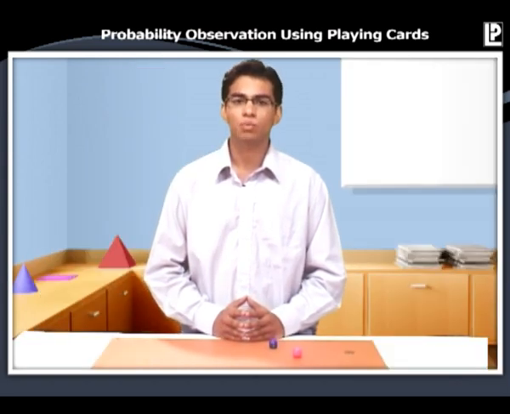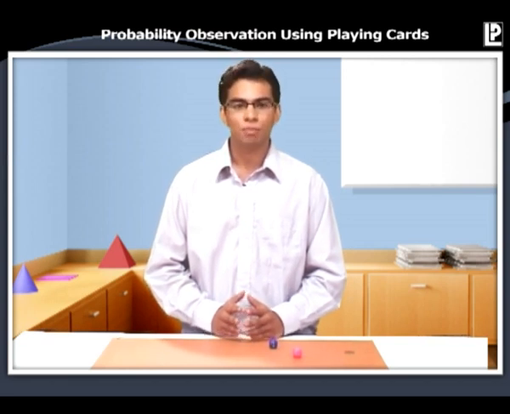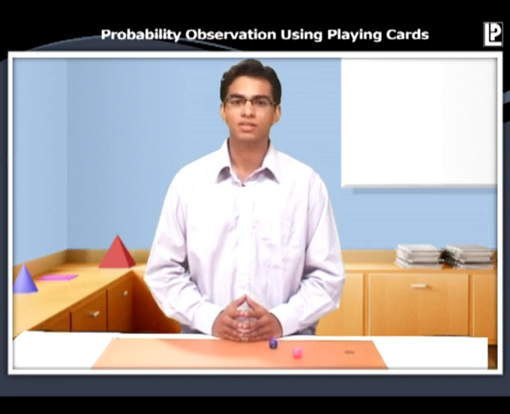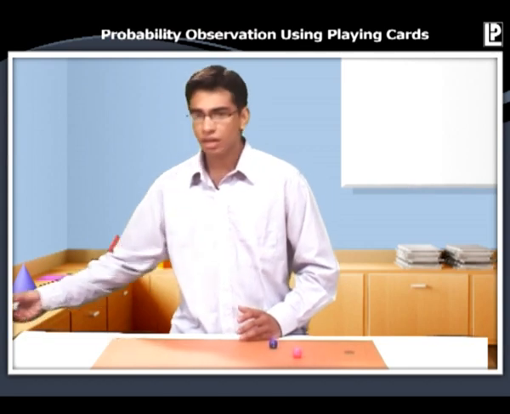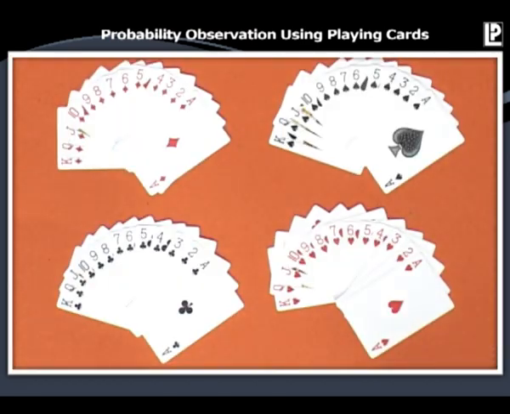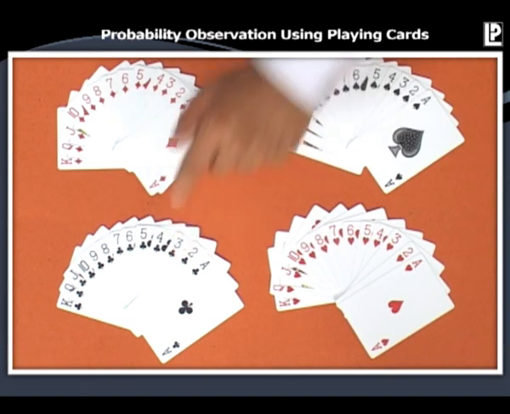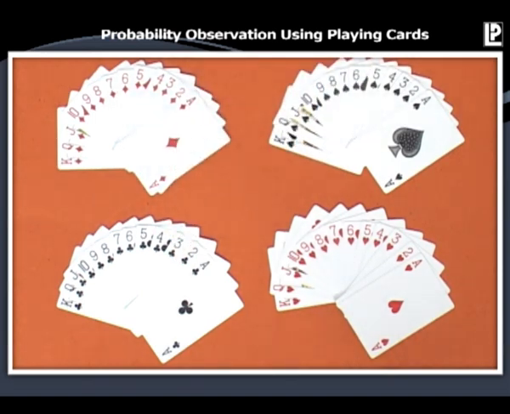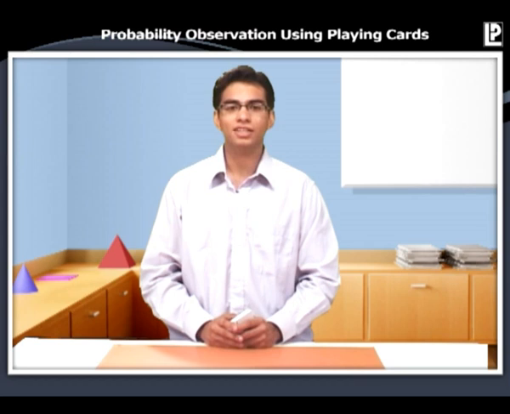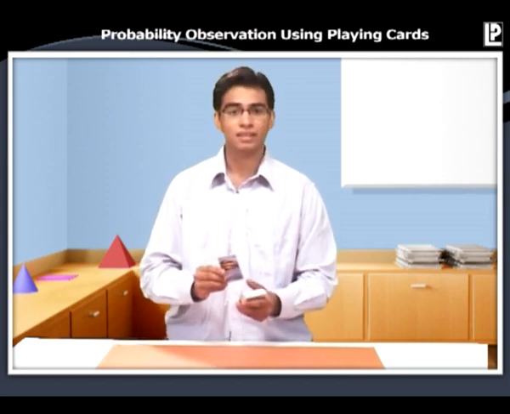In this activity, we will conduct different trials using a deck of playing cards and compute experimental probability, that is, probability based on our observations, and then compare it with theoretical probability. Here is the pack of cards, and as you can see, we can arrange them in 4 sets, namely hearts, spades, diamonds, and clubs. Observe that there are 13 cards in each suit. We put all the cards together and shuffle them. Let me now draw a card from this stack.